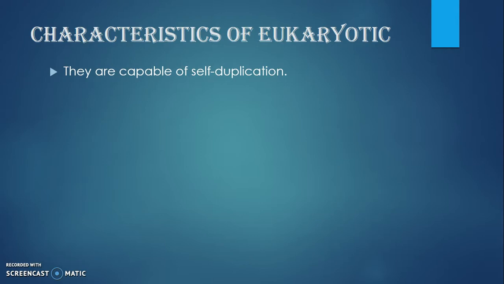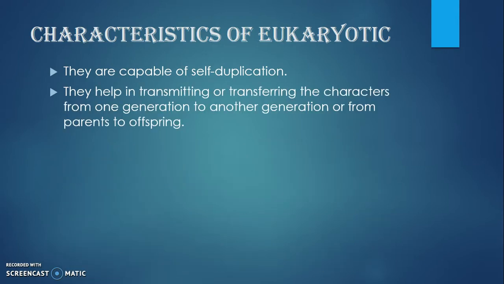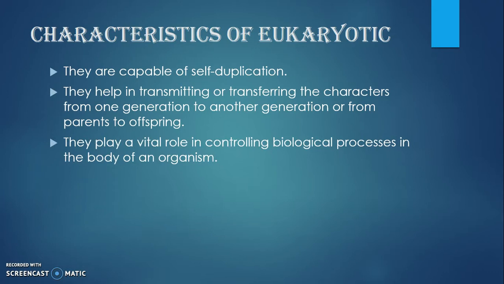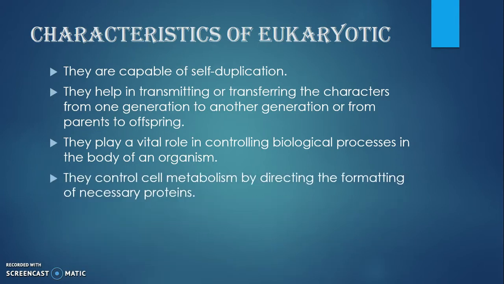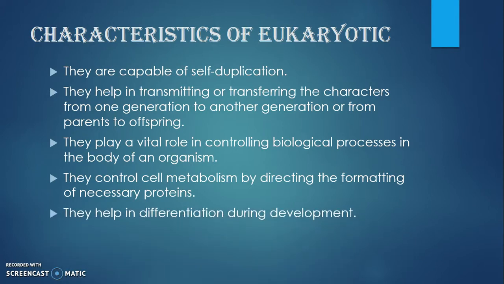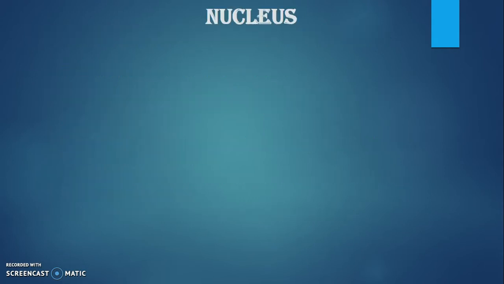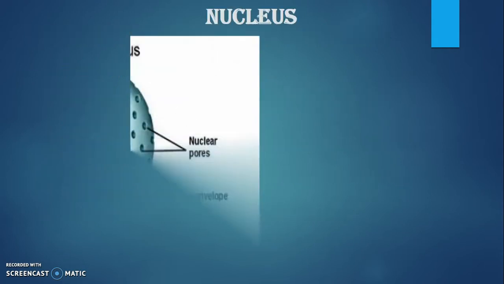First, they are capable of self-duplication. They help in transmitting the characters from one generation to another, or from parents to offspring. They play a vital role in controlling biological processes in the body of an organism. They control cell metabolism by directing the formation of necessary proteins. They help in differentiation during development. The first part of the eukaryotic cell is the nucleus.